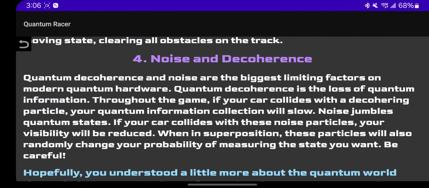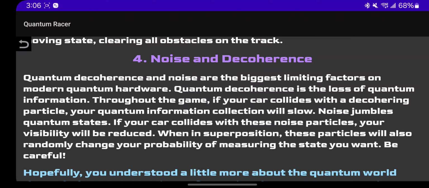Now finally, we've covered those. I'd like to talk about noise and decoherence, the primary concept in our quantum car game. Quantum decoherence and noise are the biggest limiting factors on modern quantum hardware. It's the loss of quantum information. In this game, we've represented this loss of information by these little blue circles called decohering particles. If you crash into them, you will go slower, and your quantum information collection will slow.